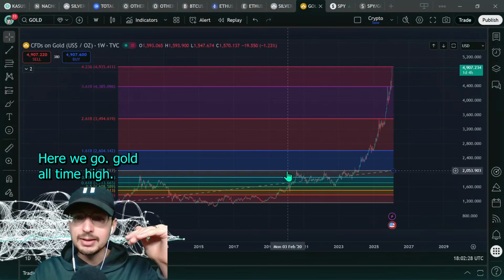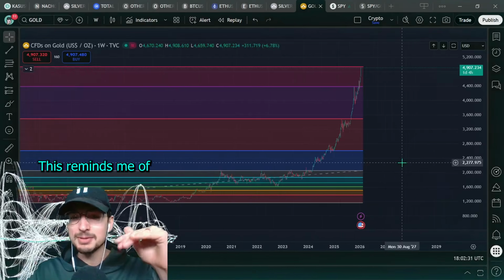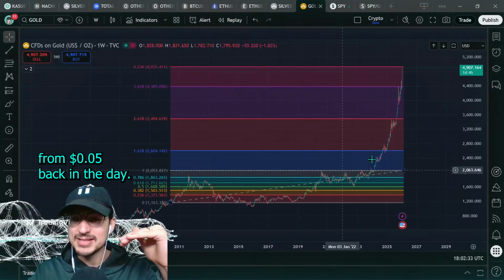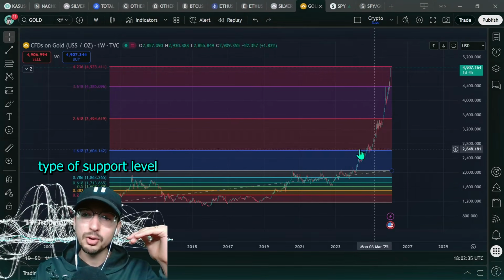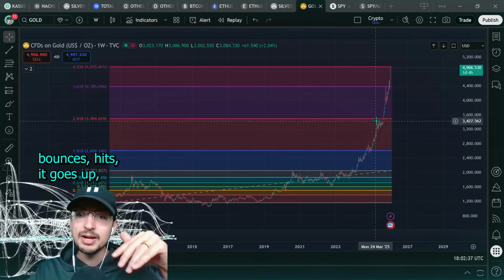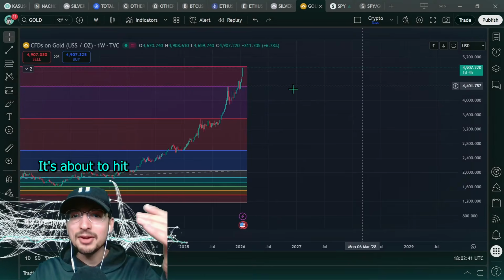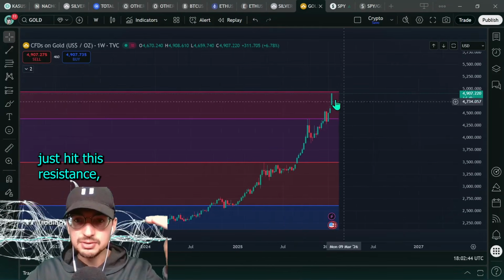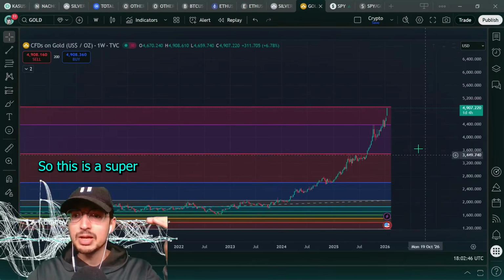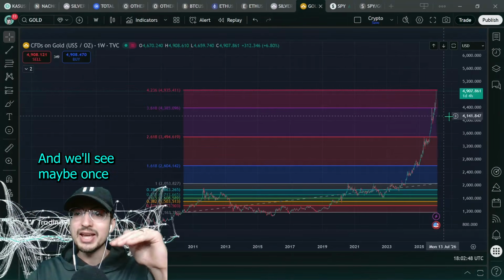Gold's all-time high. It kept on hitting and hitting and hitting. This reminds me of Kaspa breaking out from 5 cents back in the day. And then you see this type of support level. It bounces, hits it, goes up. Resistance breaks through, and here we go. It's about to hit, it literally just hit this resistance. I mean, just a little bit under. So this is a super interesting zone for gold, and we'll see.